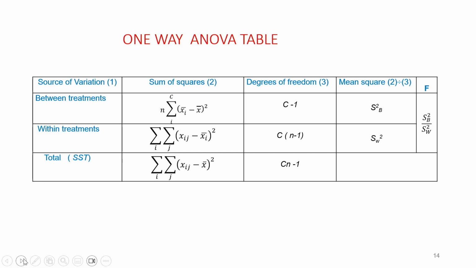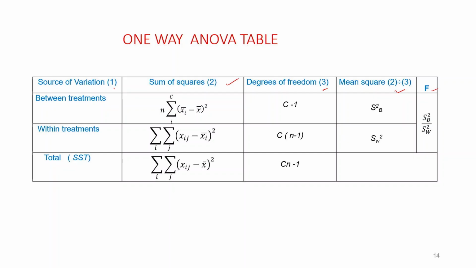Analysis of variance table, now we are going to discuss. This is a typical way we represent our results. So here is a table. This is the typical format. First column, sources of variation. Second column, sum of squares. Third column is degrees of freedom. Fourth column is mean square, and fifth column is value of F.